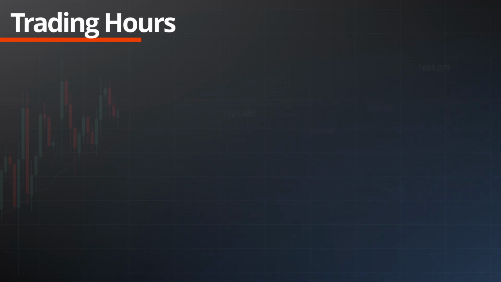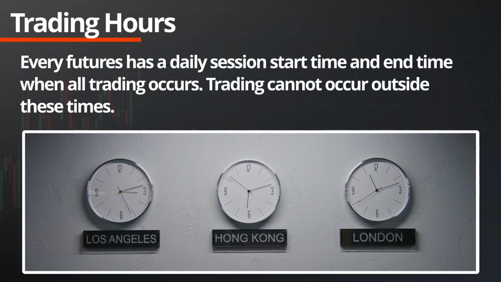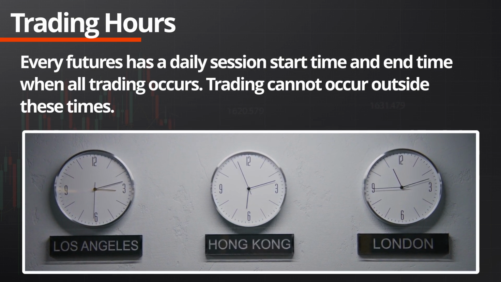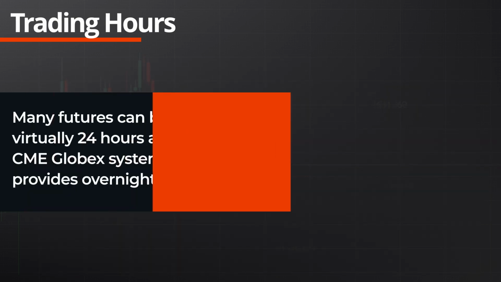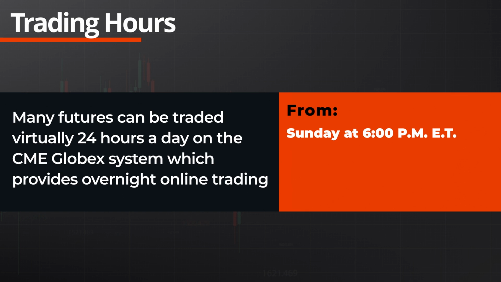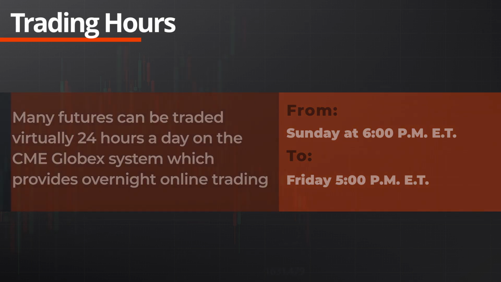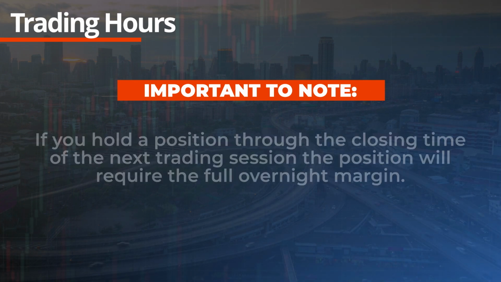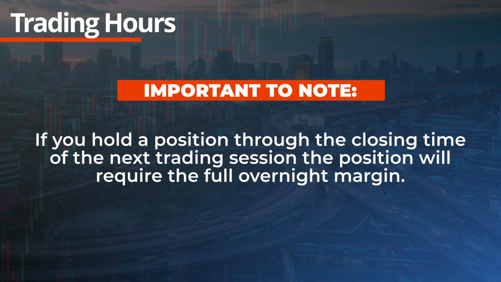Let's start with trading hours. Every future has a daily session start time and end time when all trading occurs. Trading cannot occur outside these times. Many futures can be traded virtually 24 hours a day on the CME Globex system, which provides overnight online trading from Sunday at 6 o'clock p.m. Eastern Time to Friday 5 o'clock p.m. Eastern Time. It is important to note that many futures have a reduced day trading margin requirement as long as you close positions before the session end time. If you hold a position through the closing time of the next trading session, the position will require the full overnight margin.